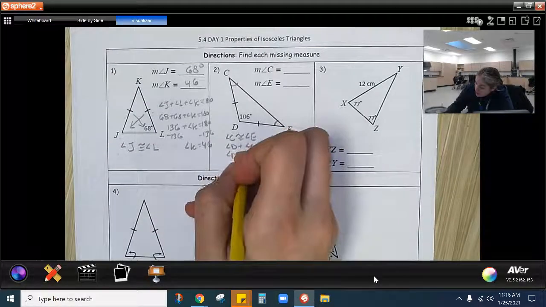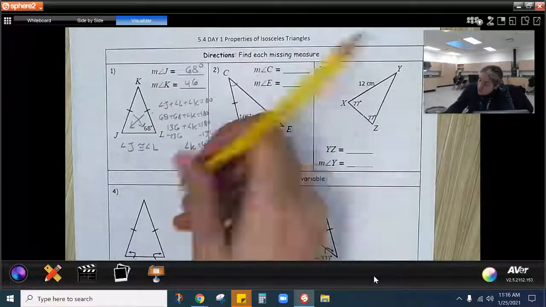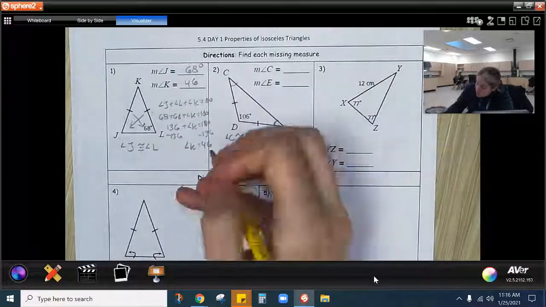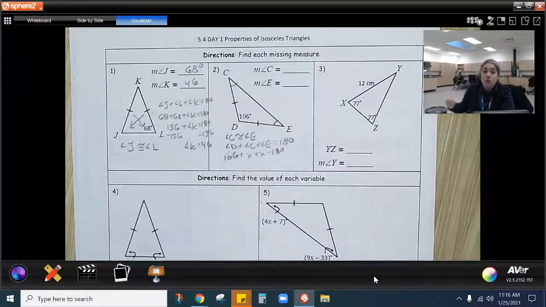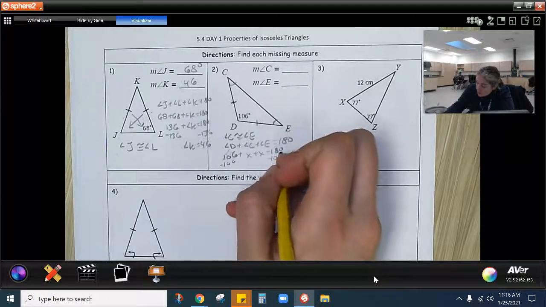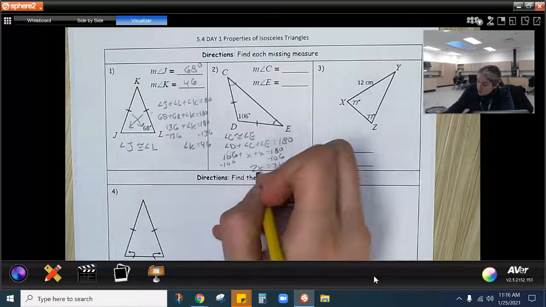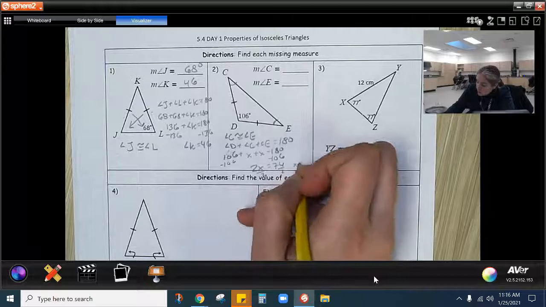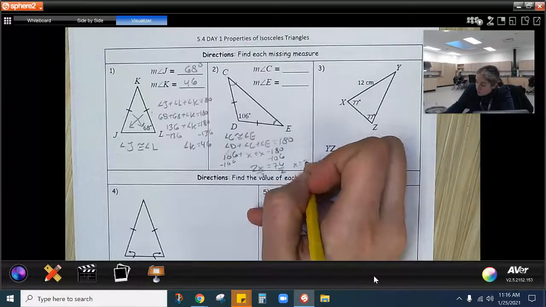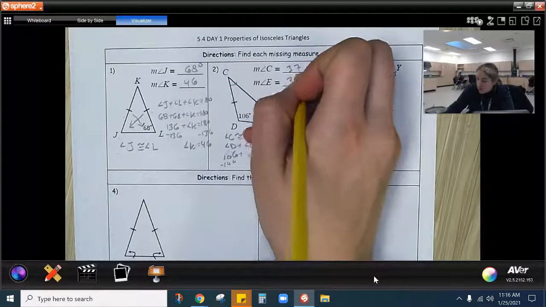So angle D plus X equals 180. Well, angle D, I can really fill in 106. And now I just want to solve for my X. So I need to subtract 106 on both sides. So I'm left with 74. And then X plus X is really 2X. When I divide everything by 2, I end up with X is equal to 37. So both of these have a measure of 37.